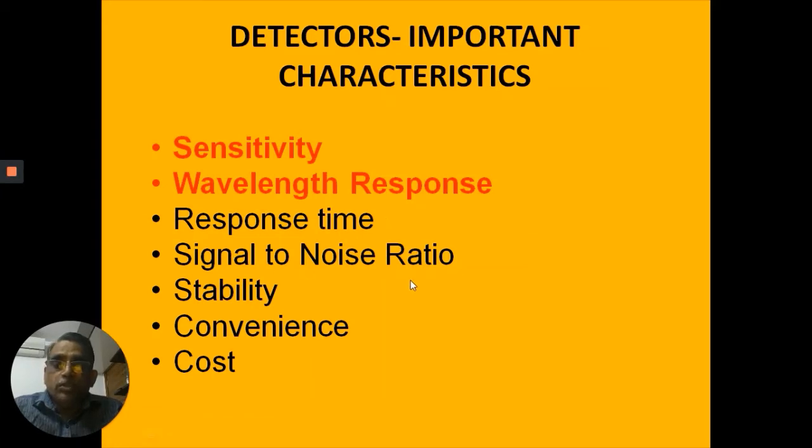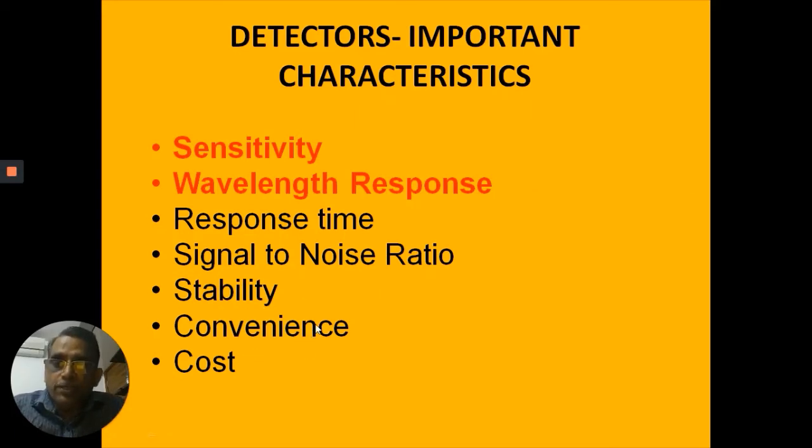Now, signal to noise ratio is an important parameter which really decides how good your spectrum will be, how good the parameter is that you are measuring. So these are the four points. Out of these, I would mention sensitivity and wavelength as important, and the other two, response time and signal to noise, are also important. And the fifth one is the stability of the detector. How stable is your detector? How long you can use the detector to have a stable readout is also important.